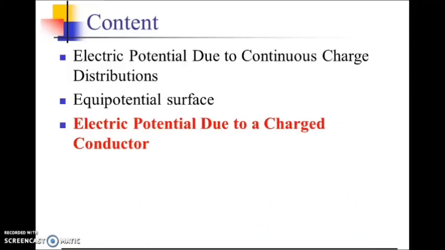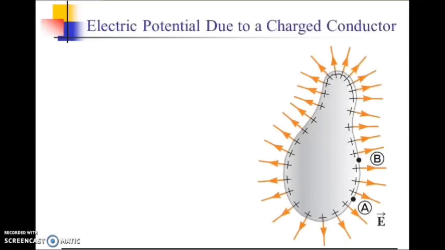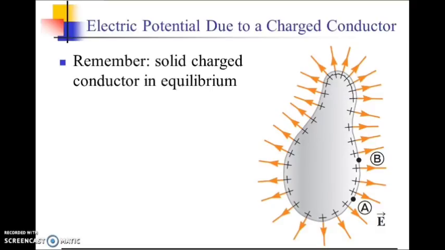Okay, so the next topic is electric potential due to a charged conductor. Consider a conductor of an arbitrary shape which has some excess charge on it. In this case, we have a conductor with some positive excess charge on it. Now let's say that the conductor is at electrostatic equilibrium. That is, the charges are not moving anywhere.